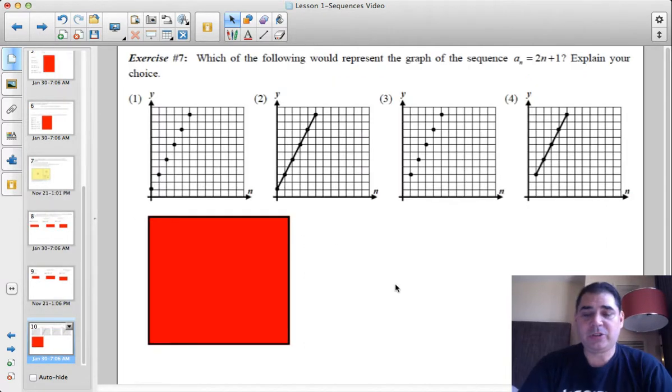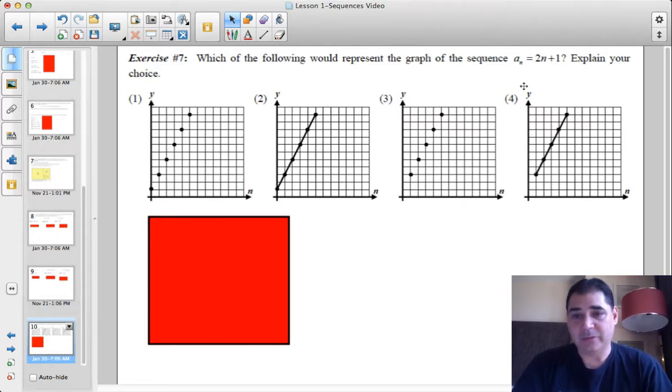All right, last question. Which of the following would represent the graph of the sequence? Hopefully we're doing good on time, because I want these lessons to be shorter than they've been, because it works out better that way. Try to get as much information in the video as possible with the short amount of time on the videos. All right, so here's the formula.